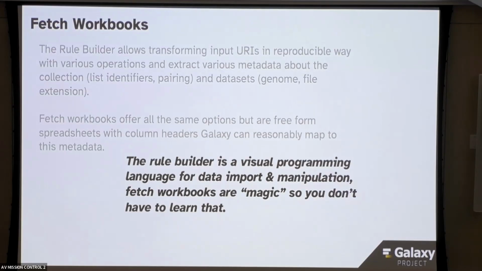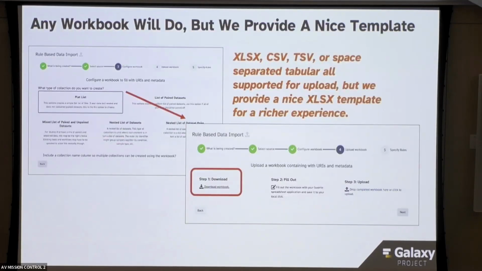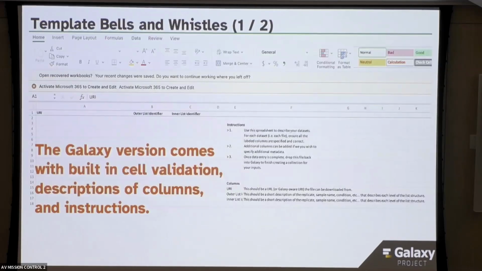So you don't have to learn that. And they work for a lot of very simple use cases and relatively complex use cases also. And any workbook will do, any tabular file, you can drop anything in there. But if you're going through the rule builder and you're going through the wizard, you can say, I want to build this kind of collection, and you can download a nice template. This template's not essential, but it's got some nice bells and whistles. So if you have this template in Galaxy, it comes with help for what the columns mean. It comes with cell validation, make sure it's a URI, make sure et cetera.